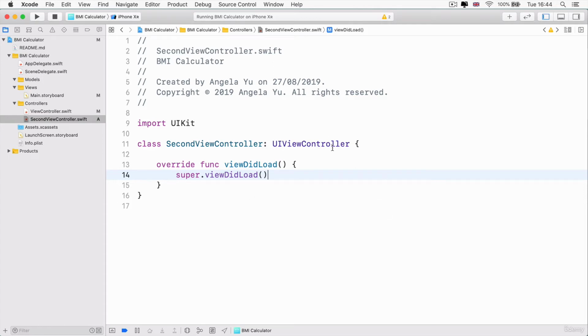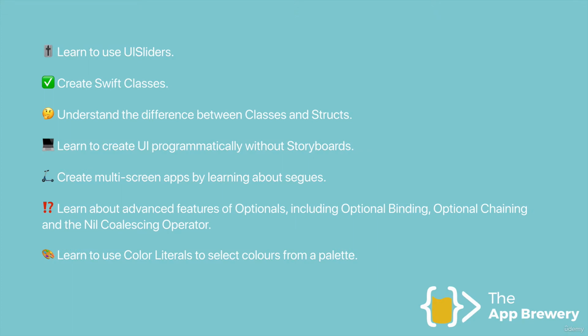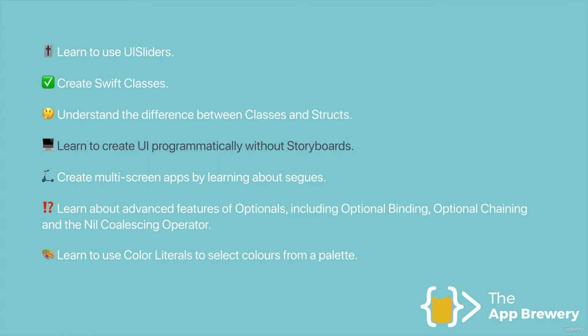So now that we know more about Swift classes, let's continue building out this class, our second view controller. So now that we've got this second view controller file that's managing our second screen, we're going to do a few other things. First, I want to show you how we can create the layout and design of our second screen without using the storyboard. Instead, we're purely going to be using Swift code to programmatically generate the design.